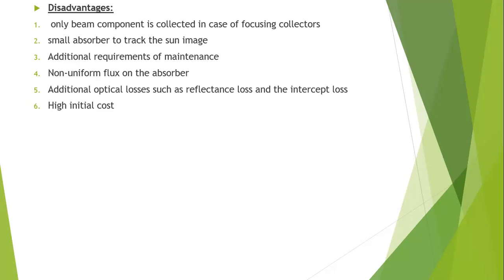And the fifth one is additional optical losses, such as refractive losses and interceptive losses, which are accounted for in these concentrating collectors. So we have to track the sun's direction. For this we have to additionally use some system called an optical system. Because we are using this optical system, we are getting some disadvantages of it. Those disadvantages are termed as optical losses. These optical losses are referred to as reflectance losses and intercept losses. So these extra losses introduce additional factors in energy balances.